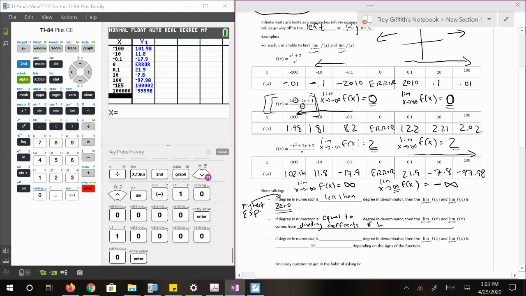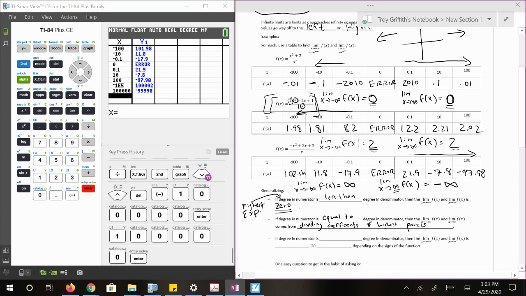Up on the top, the highest exponent was x squared and its coefficient was 2. And on the bottom, the highest exponent was x squared and its coefficient was an invisible 1. When I divide 2 by 1, what I get is 2, and that is why the limit as we approach infinity in either direction is 2 for this function.